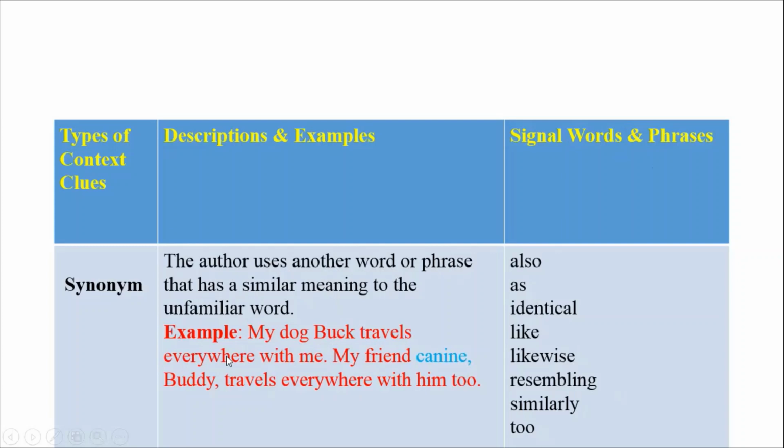My dog Buck travels everywhere with me. My friend Canine Buddy travels everywhere with me too. So here canine means dog. First the writer has used dog, and then he has used its synonym, the same word. So from this we can understand the meaning of the word canine means dog, animal. Sometimes the writer uses the first word and its synonym comes later on. Sometimes first the synonym and then the new word.